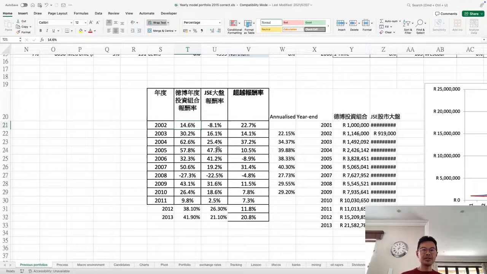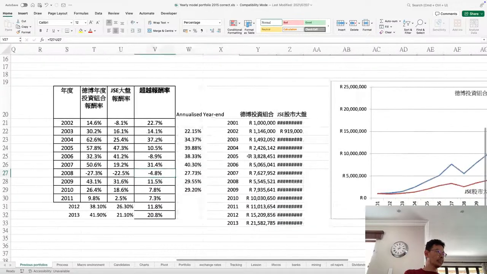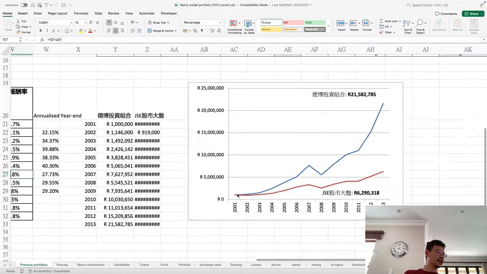It shows how my portfolio has outperformed or underperformed the JSE over the years. In one year it underperformed, and 2006 also underperformed, but in other years it outperformed significantly. And this shows, if you started with the same amount and used the annual return compared to the JSE, how my portfolio would have compared against the JSE from 2001 to 2014.